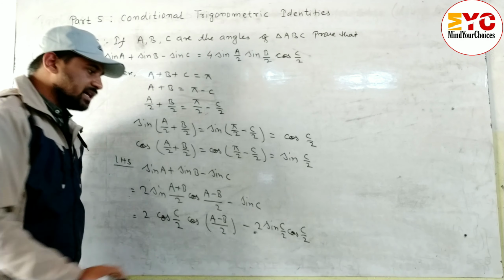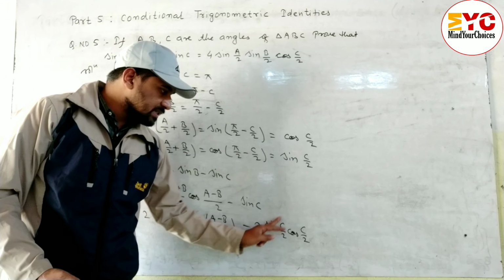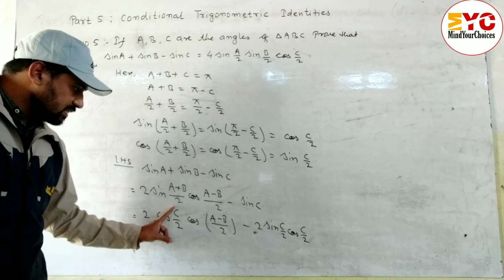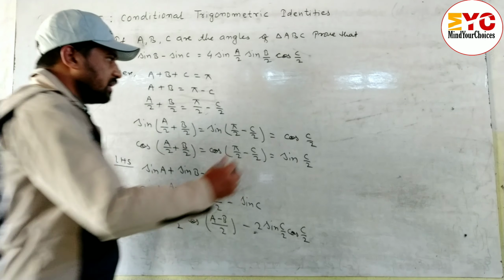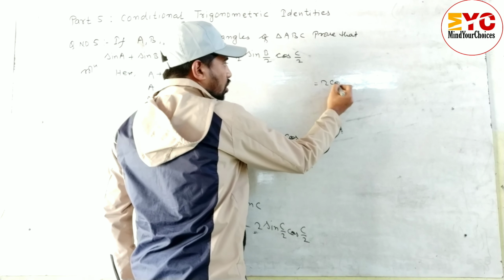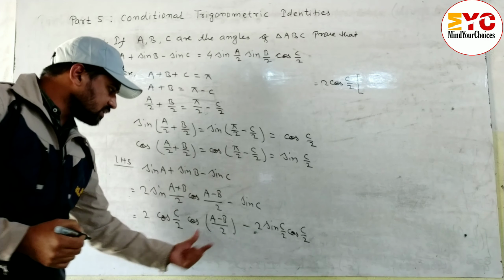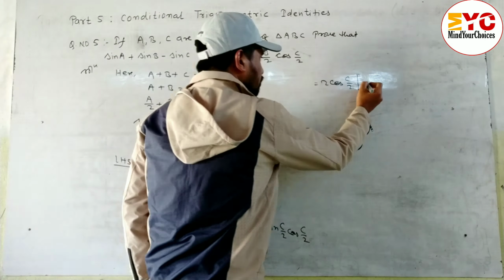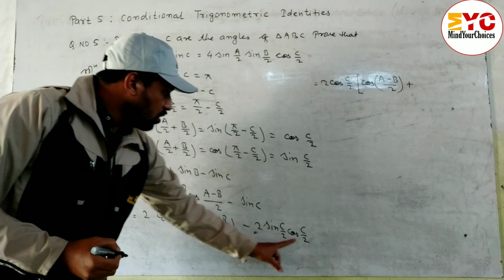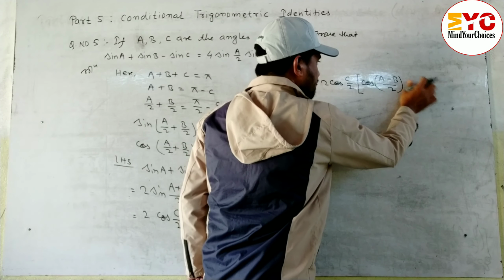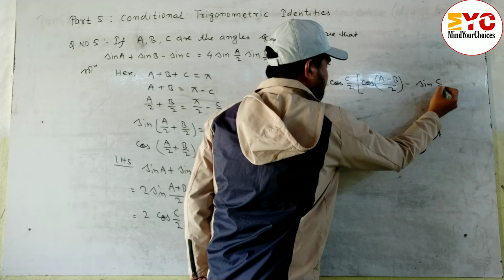Using the multiple angle formula, sine C is 2 sine C by 2 cos C by 2. After this we have to take common. Here cos C by 2 is common, so we take 2 cos C by 2 common, and what remains is cos of (A minus B) by 2 from the first term, and from the second term, minus sine C by 2.